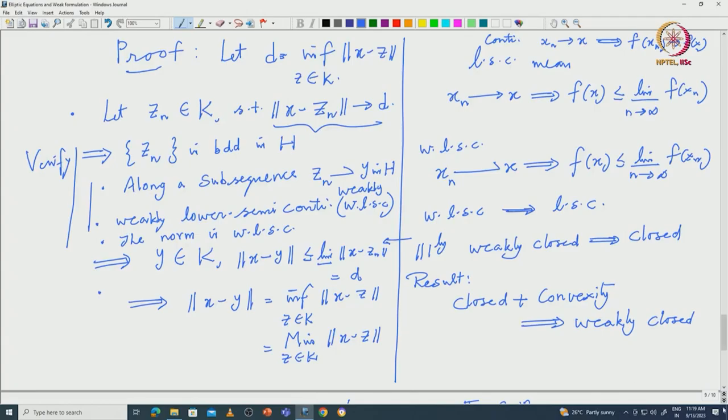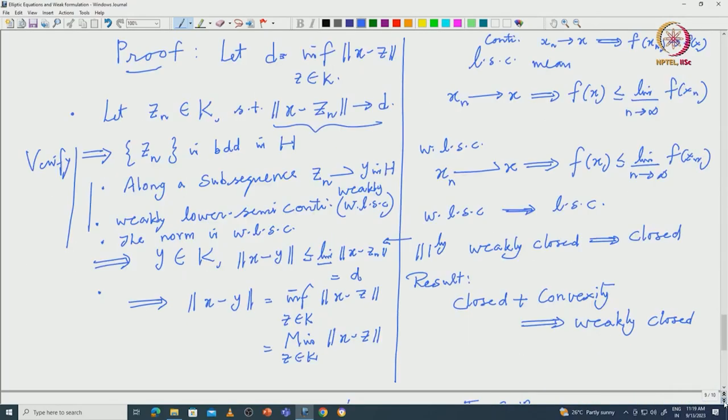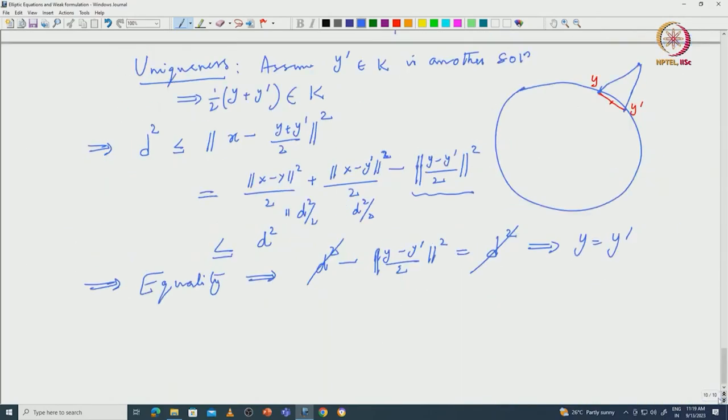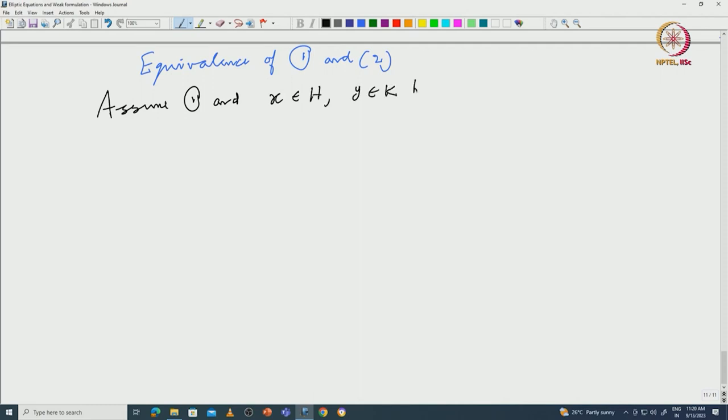So you proved the existence and uniqueness. Now you have to prove the equivalence of the statements. So let us prove the equivalence of 1 and 2. Okay. So assume 1, that is how you do it, right, assume 1 and x belongs to H and y is in K be the solution.